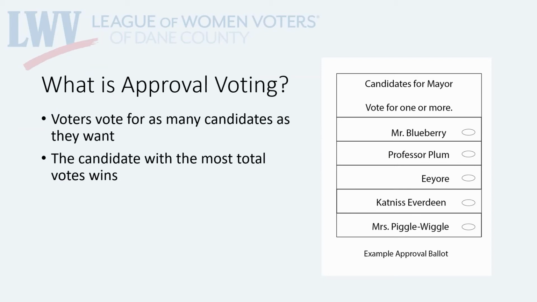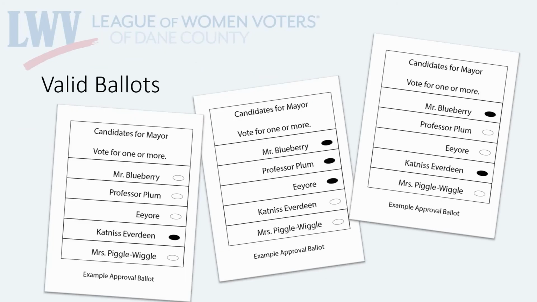In this example approval ballot, there will be one winner for mayor. Voters are instructed to vote for one or more candidates. All of these completed ballots are valid in an approval vote. Voters may choose to only vote for one candidate, or voters may choose to vote for multiple candidates.